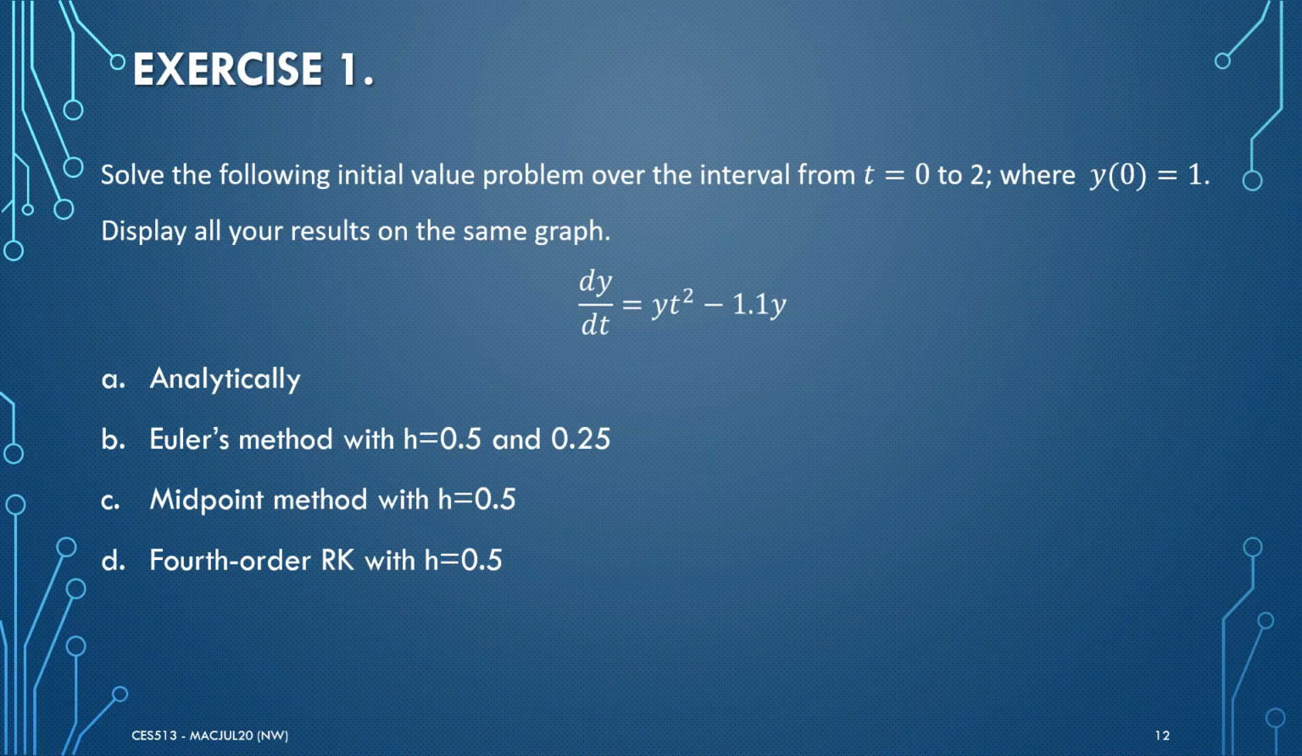Last but not least, please do exercise 1 for the whole of topic 4. The question is: solve the following initial value problem over the interval from t equal to 0 to 2, where y when x equal to 0 is 1. Display all your results in the same graph. Given dy/dt is equal to y t squared minus 1.1y. You need to do it analytically, and then with Euler's method, the midpoint method, and the fourth order method. I wish you all the best.